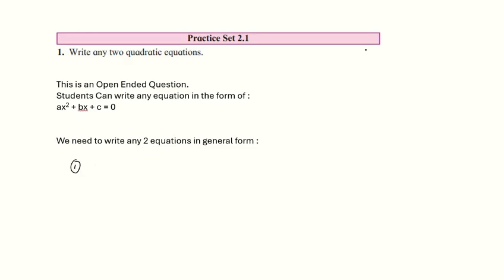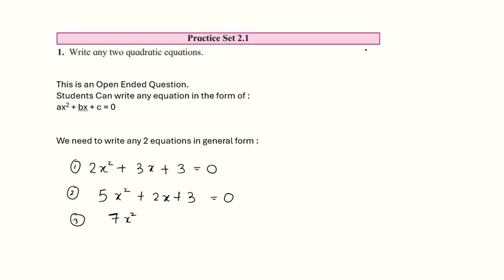We can write 2x square plus 3x plus 3 equal to 0, or we can also write 5x square plus 2x plus 3 is equal to 0. I will give one more example of a quadratic equation: 7x square plus 3x plus 1 is equal to 0. A student can write any equation, or take any numbers and write it in the form of this equation. It will give you a quadratic equation.